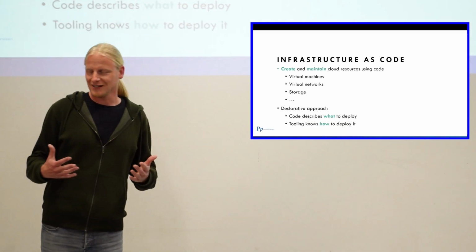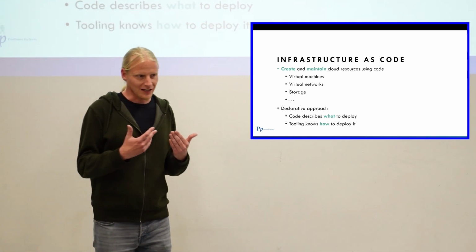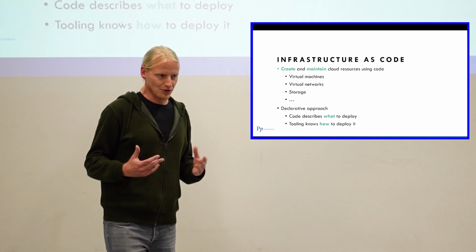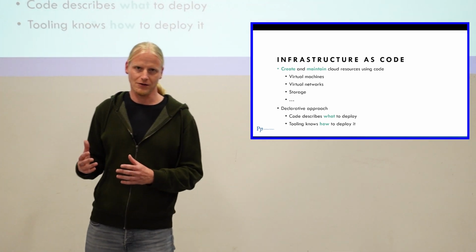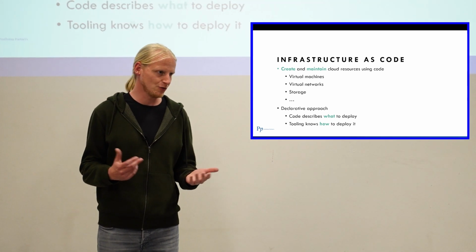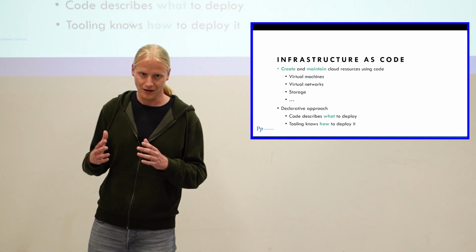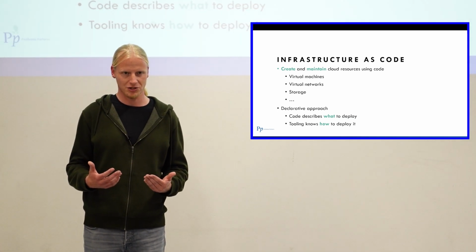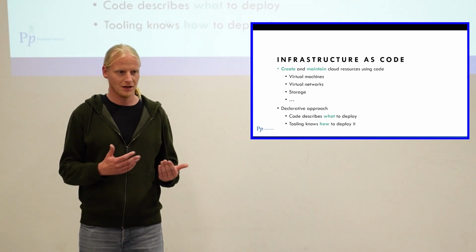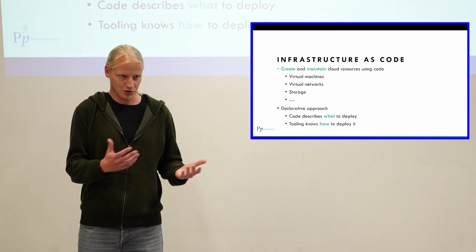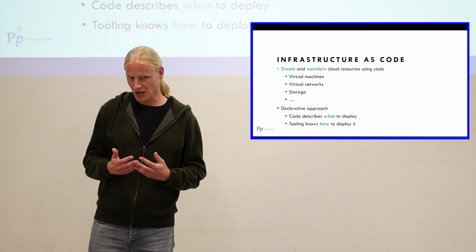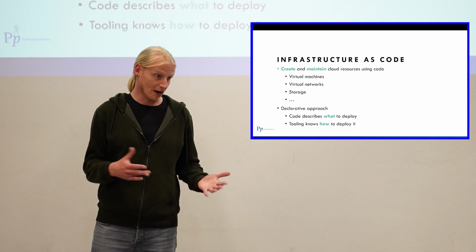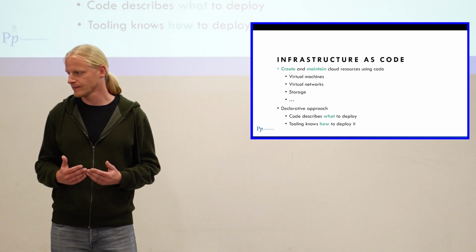Infrastructure as code is a technique where you create and maintain your cloud resources using code files. So instead of creating everything by hand through a portal or whatever, you write code files that contain the definition of your infrastructure. And infrastructure resources could be things like virtual networks or virtual machines, storage accounts, maybe databases, whatever you need for your application to run.